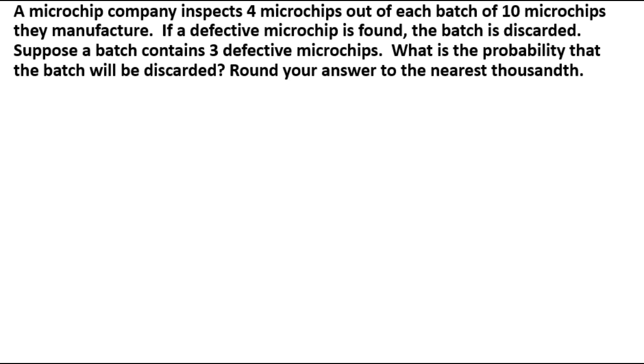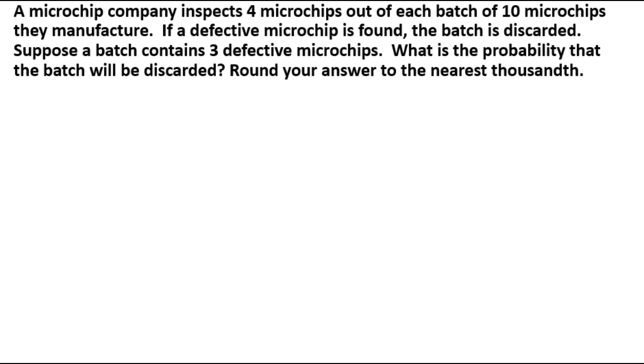Okay, so we got 10 microchips, and we're assuming 3 out of the 10 are defective. If someone randomly starts testing these and finds even one of those defective, they toss out the whole batch. So we're trying to find the probability that they're going to toss this batch out. In order to find that probability, we first need to determine how many different ways we can choose good microchips. Because if we choose only good microchips, then the batch won't get tossed out at all. So that's an easier way to do it on this one.